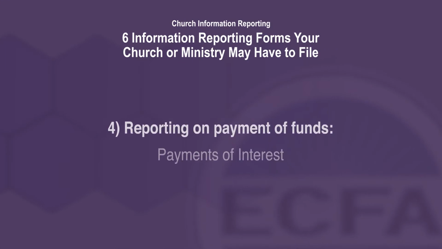Number 4, reporting on payment of funds. Payments of interest. File Form 1099-INT, Interest Income, for each person to whom the church or ministry paid interest, reportable in Box 1, 3, and 8, of at least $10 in any calendar year. There's no requirement to file Form 1099-INT for payments made to a corporation or another tax-exempt organization.